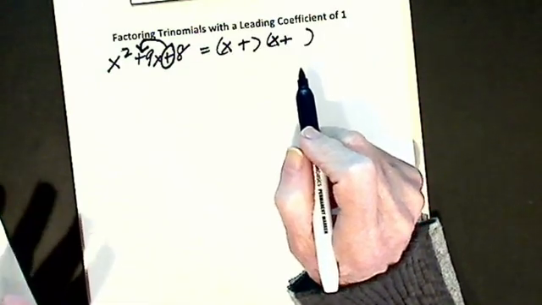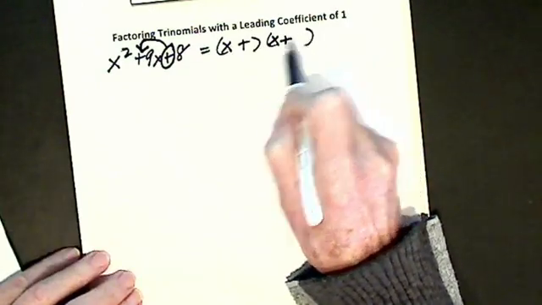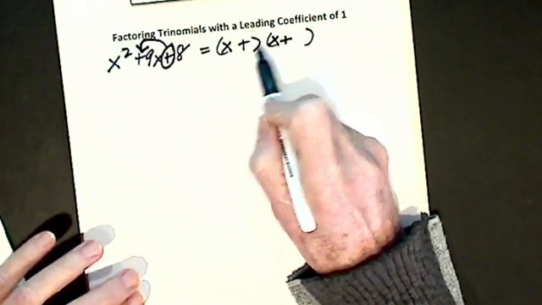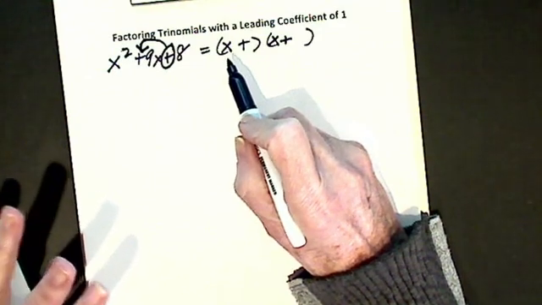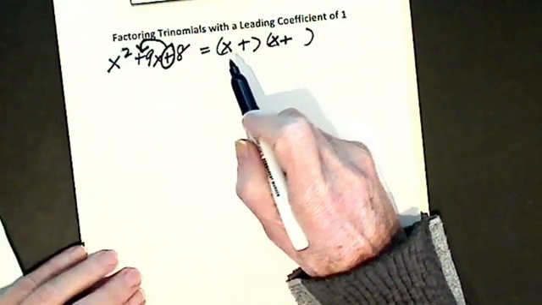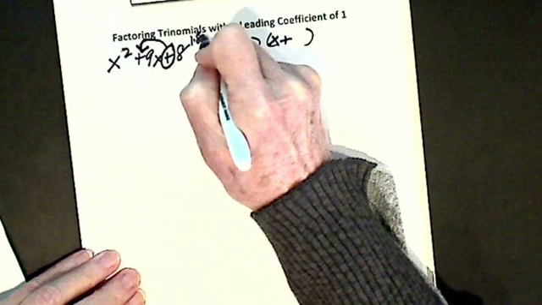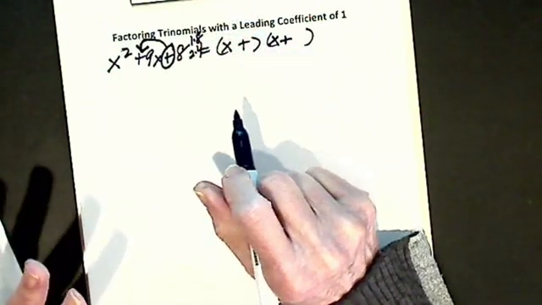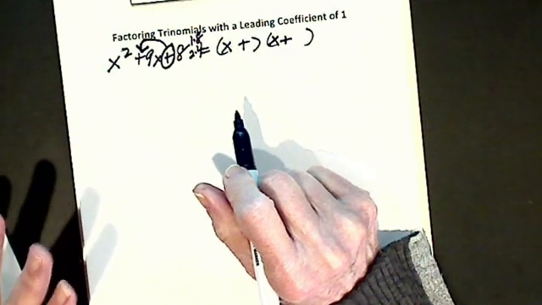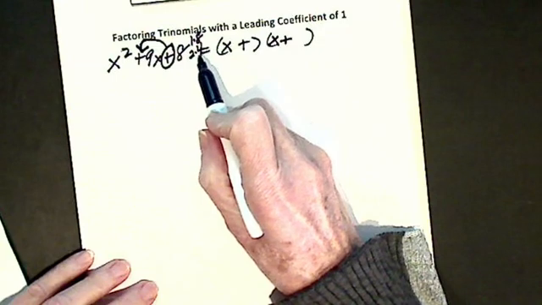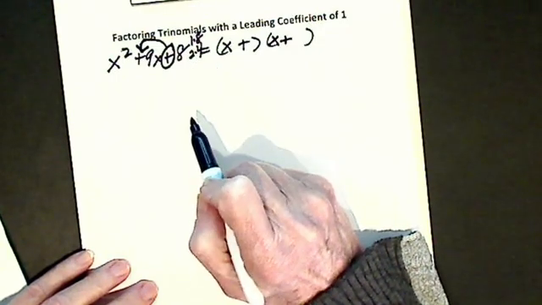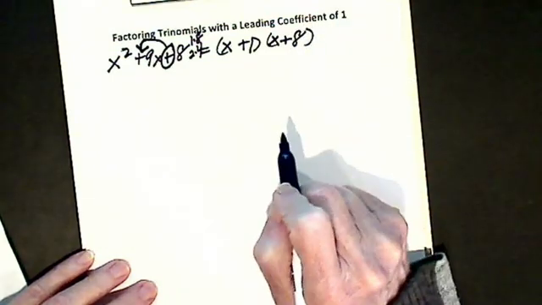Now, I need two numbers that multiply together that give me 8. But remember, when we FOIL, we've got to deal with outers and inners. So here's the question. I write down my factors of 8. I have 1 times 8 or 2 times 4. And I say to myself, which pair, if I add or subtract, do I get a 9? 1 and 8 or 2 and 4? It's got to be 1 and 8.